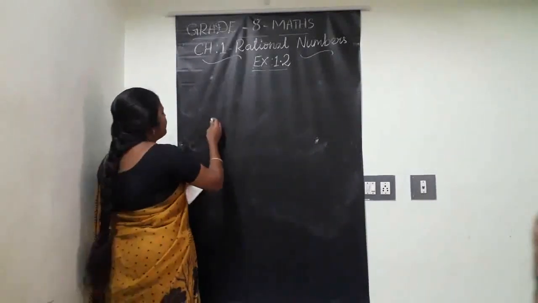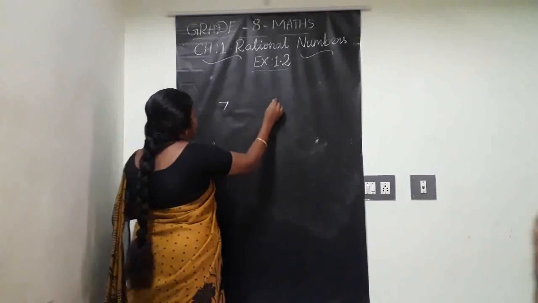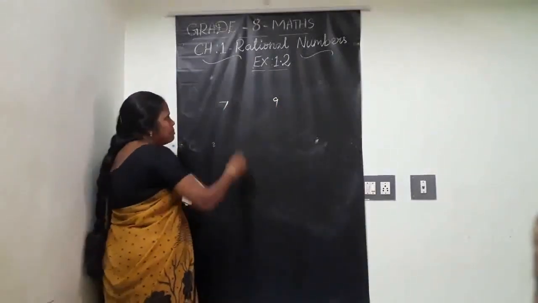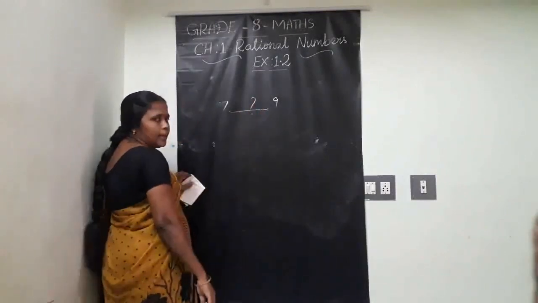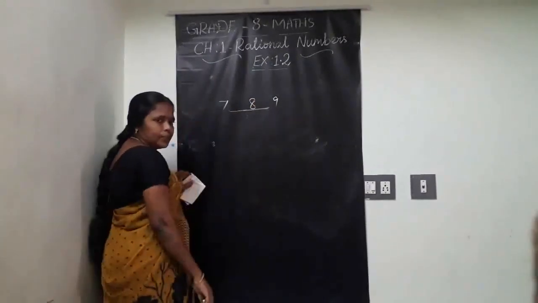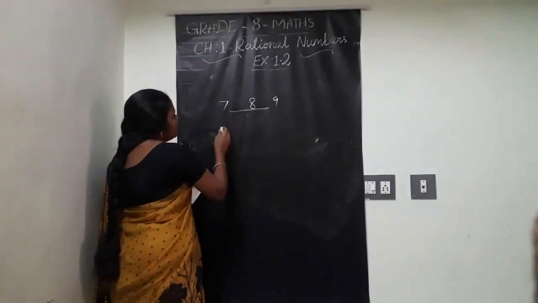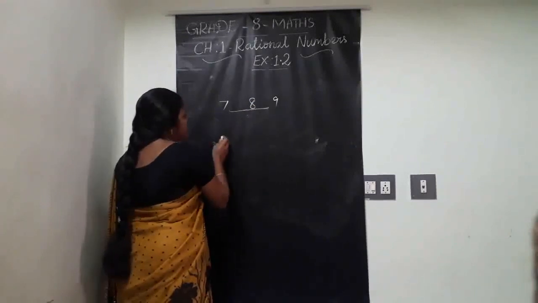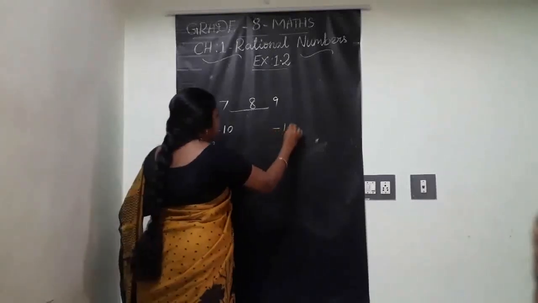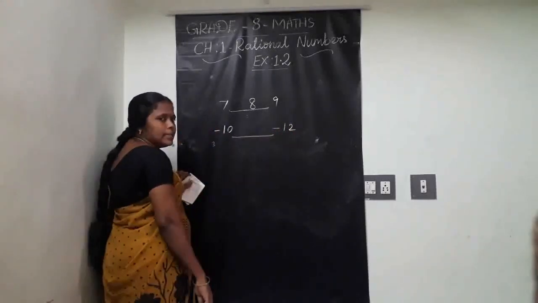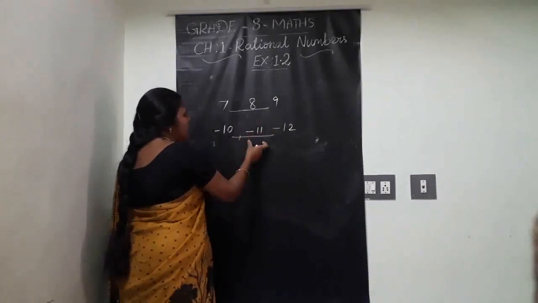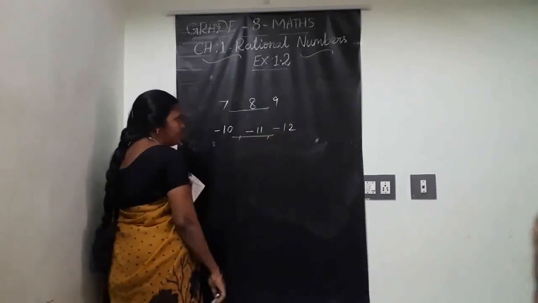See, for that, if you take whole numbers 7, 9. 7 is a whole number, 9 is a whole number. Between them how many whole numbers are there? You can tell, here is only one number. Clear, children? Integer-wise, if you take minus 10 and here minus 12, in between, how many numbers? Minus 11 only. Minus 10 after minus 11, minus 11 after minus 12.